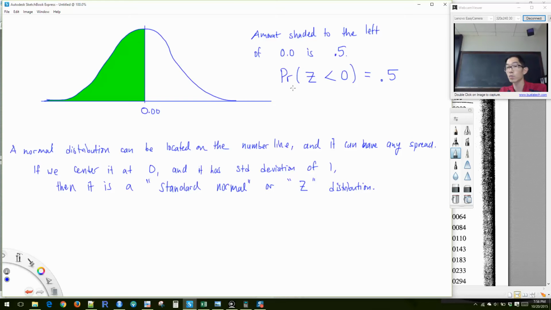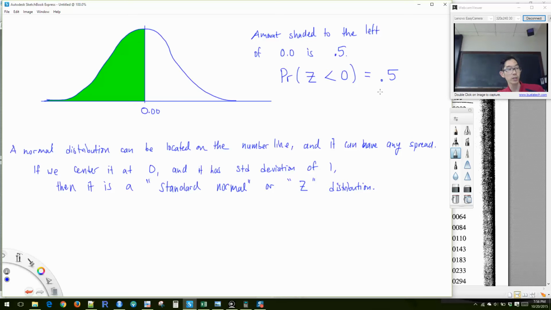And I can also write this as a probability statement: the probability that Z, meaning the amount shaded to the left, Z less than 0, meaning we're going to the left of 0, is equal to 0.5. Is that okay? All right, so if we want to confirm this on our Z table, we can do this.